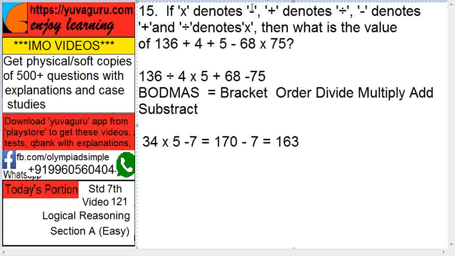If multiply denotes minus, plus denotes divide, minus denotes plus, and divide denotes multiply, then what is the value of 136 plus 4 plus divided by 5 minus 68 into 75? So here plus denotes divide. So write them accordingly, what the actual signs are. So actually it is.